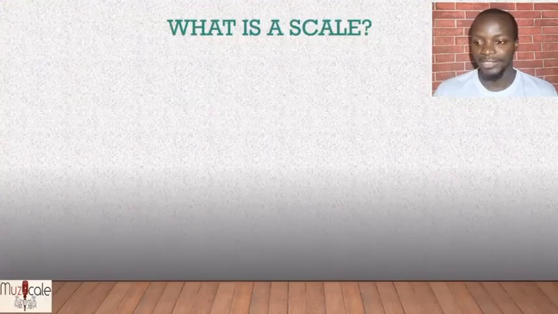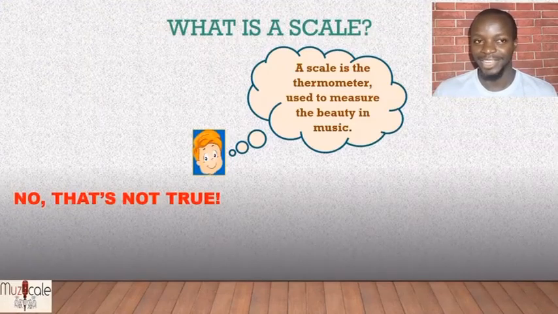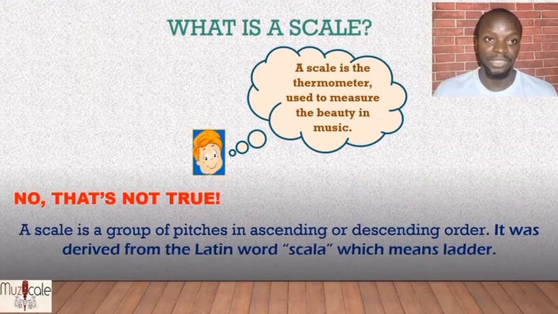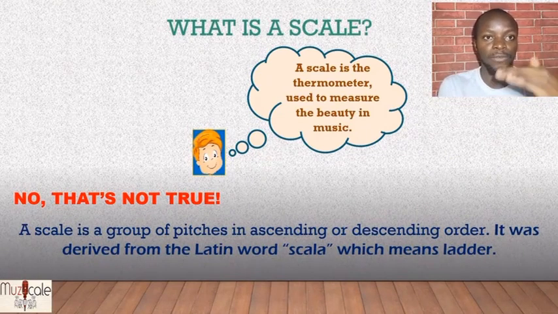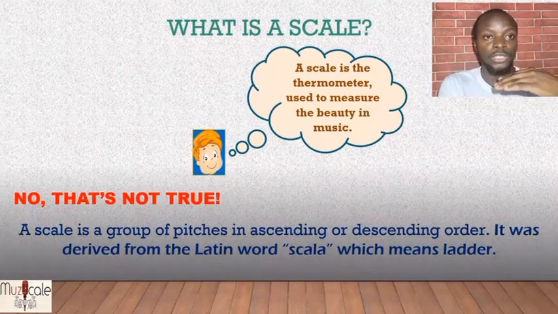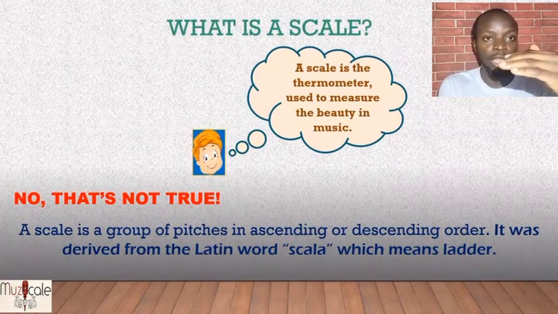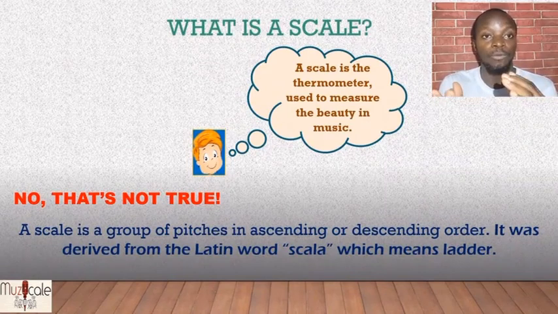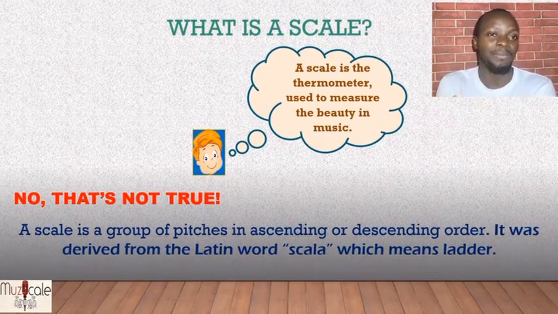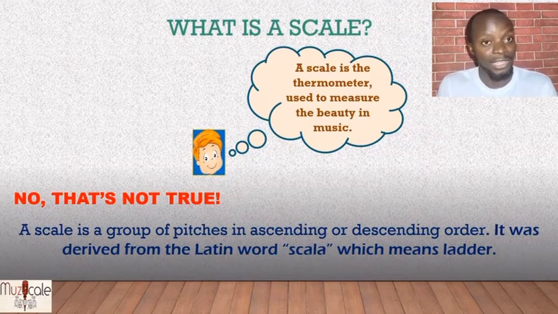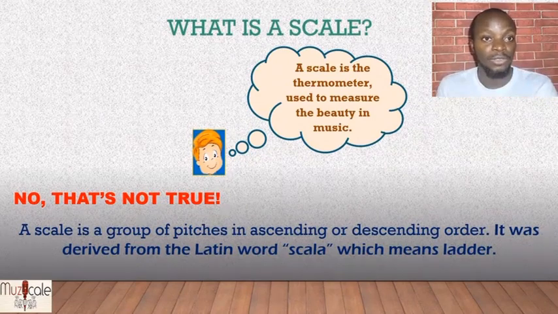Alright, what is a scale? A scale is a group of pitches in ascending or descending order. It was derived from the Latin word scala, which means ladder, and it is so because of the way the notes move. It's as if you're climbing a ladder from the first rung to the last one. You go gradually as you climb up, and that is the way the notes move up gradually. And of course, if you are descending, it's just like you are climbing down the ladder, so the notes go down gradually until you get to the first one again.